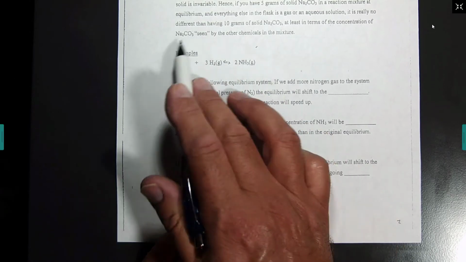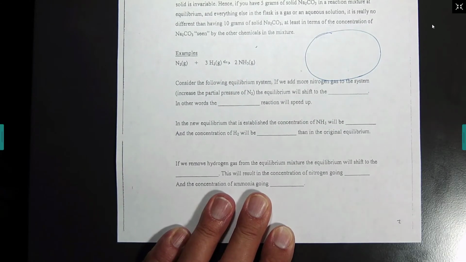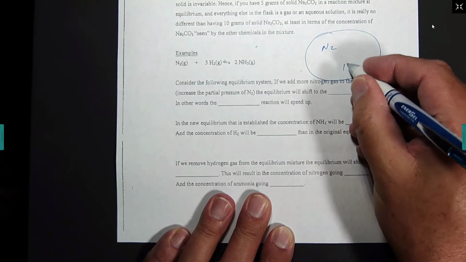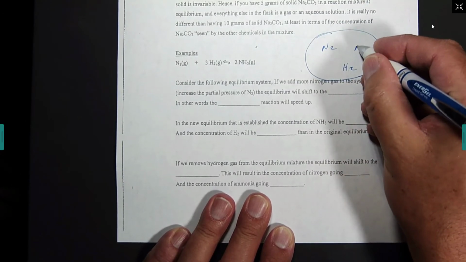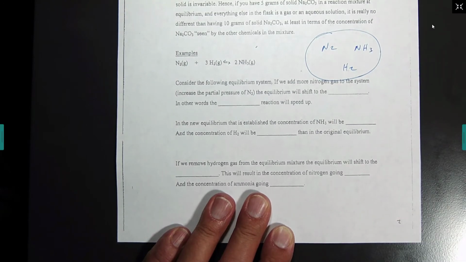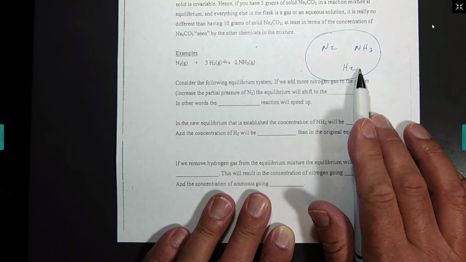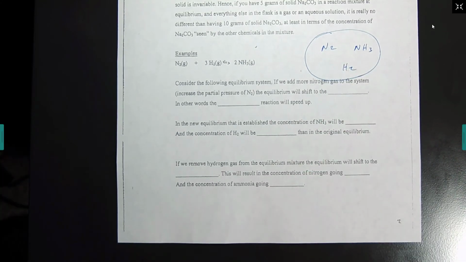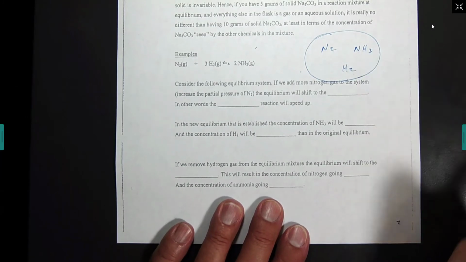No, all these exist in the same container. You have one reaction vessel, and that reaction vessel at some point is going to be filled with some mixture of all three things. It's hit equilibrium. The concentration of these three things is not changing. It's at equilibrium. So let's say you're there. You have this mixture of these three things in one container.